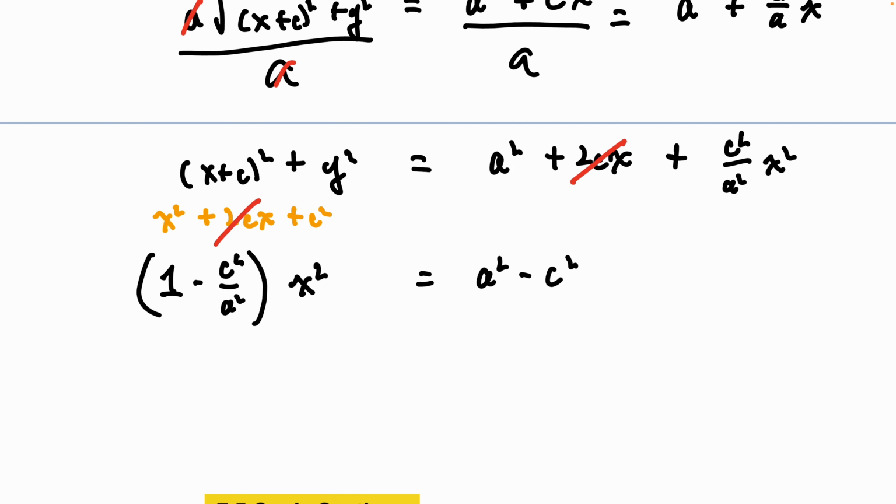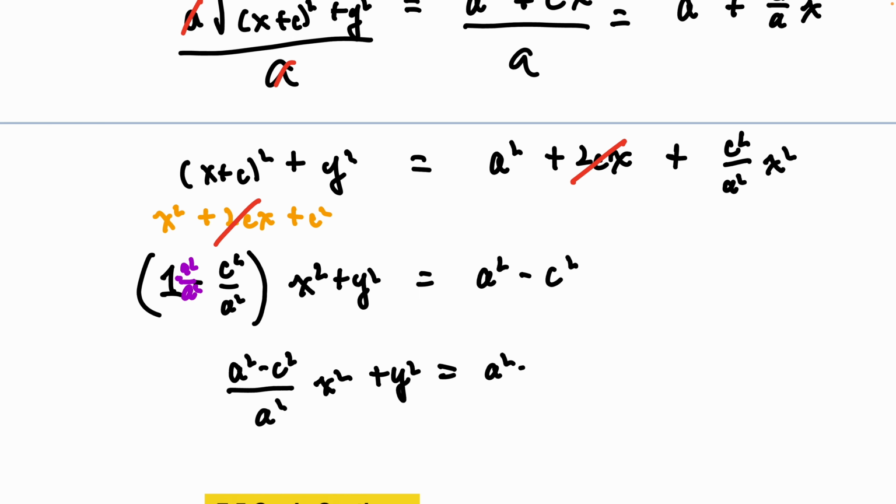Now, if I rewrite 1 as a squared over a squared, I can then combine these terms and find that I get a squared minus c squared over a squared on x squared. Oh, and I forgot to copy the y squared down. Alrighty. So then let's go ahead and divide through by this quantity.